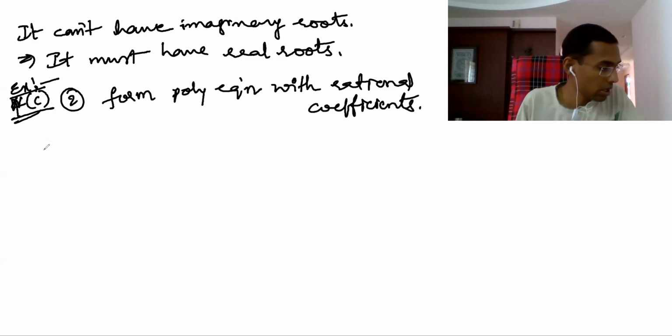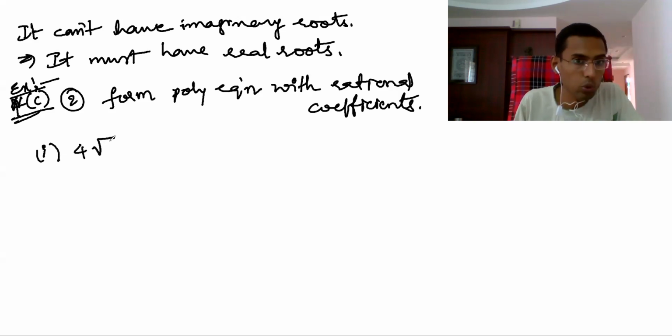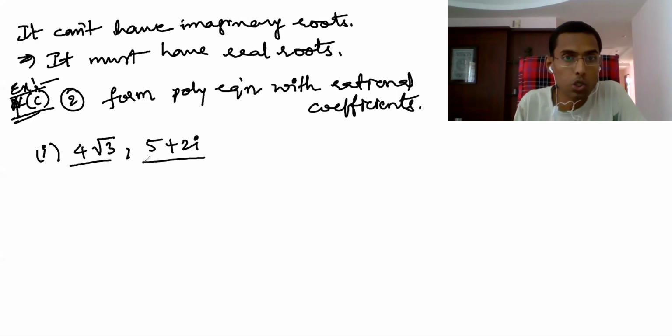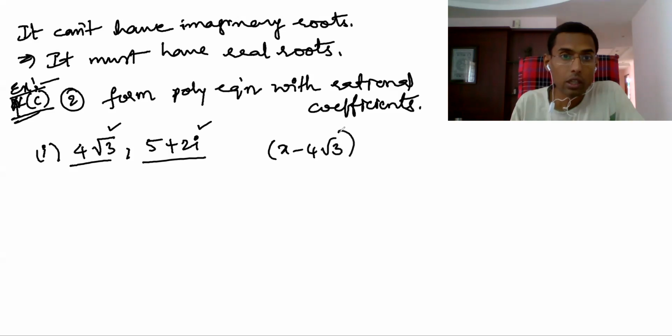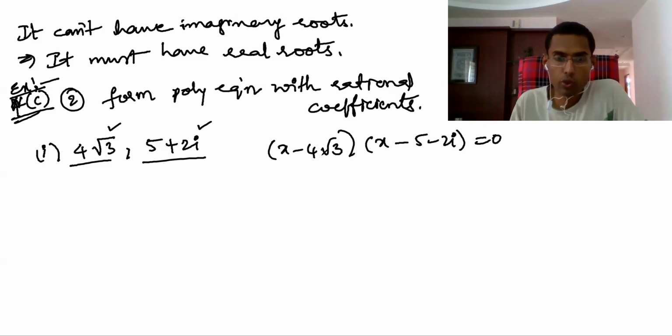So now I'm taking the first question: 4 root 3 comma 5 plus 2i. These two are the roots given. With these two roots, we have to form a polynomial equation with rational coefficients. If you write x minus 4 root 3 into x minus 5 minus 2i equal to 0, and simplify it, the coefficients will be irrational and imaginary also.